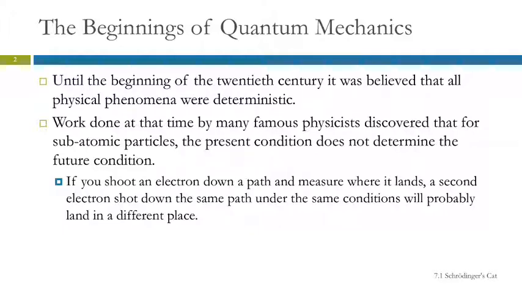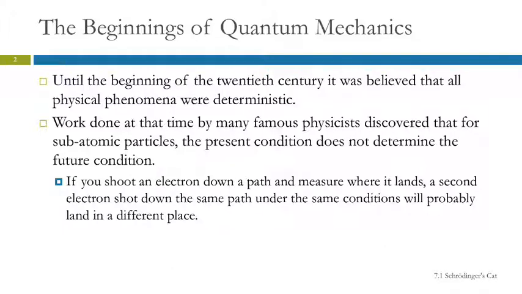For these subatomic particles, the present condition does not determine the future condition. So if you were to shoot an electron, maybe instead of a pitching machine for baseballs you had a pitching machine for electrons. Stick an electron in there and you pitch the electron. Okay, there, it went over there. Do the same thing with the electron again. It's not going to go the same place. It's going to go somewhere else. And you can't predict exactly where it's going to go. This isn't right. And people who found this were like, wait a minute, what's going on?